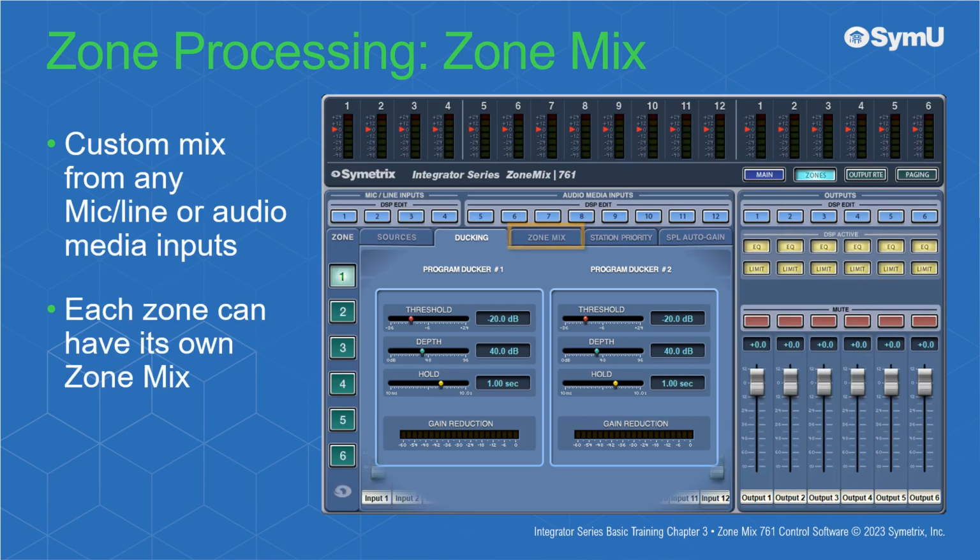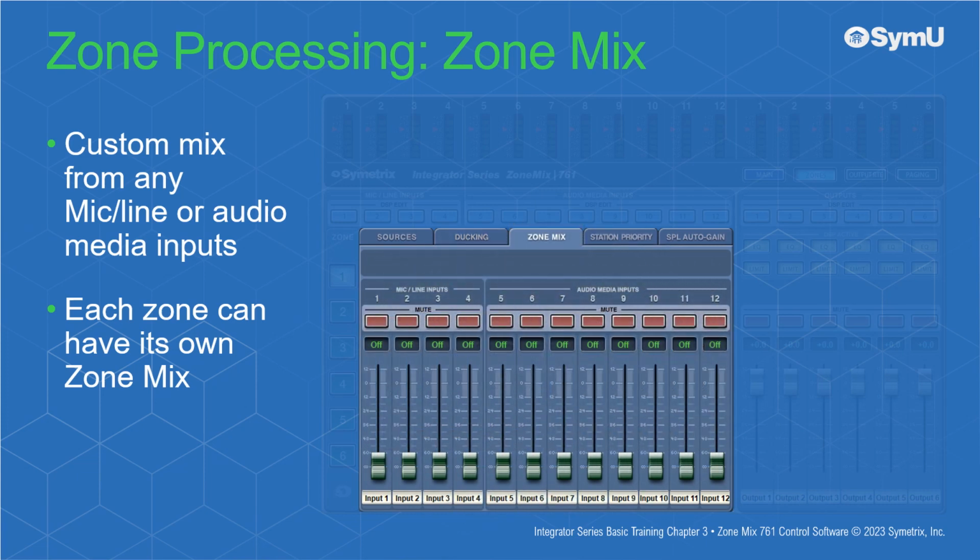The Zone Mix tab allows the user to create a custom mix from any mic line or audio media input. Each of the 6 zones can have its own zone mix. To designate a zone mix as a program source for a zone, choose Zone Mix from the Program 1 or Program 2 drop-down menu within the Zone Sources tab.